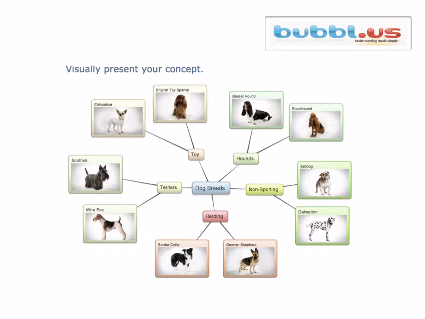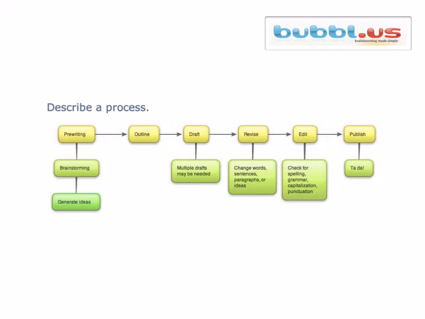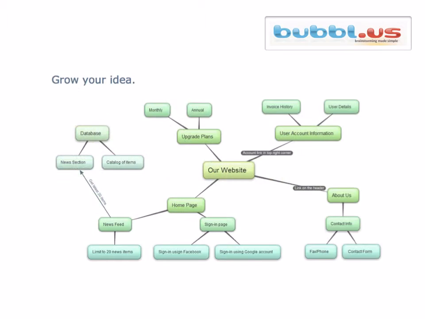Blubbus allows you and your students to visually present concepts, describe a process, or grow your idea. What I like the most about Blubbus is the aesthetics of the visual maps you can create, as well as the map flexibility to describe, gather, and organize ideas in these maps.